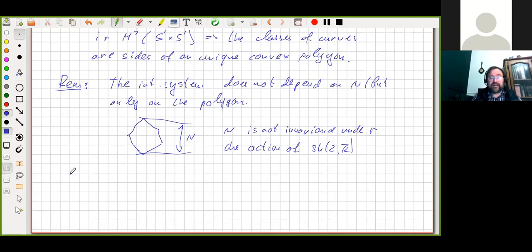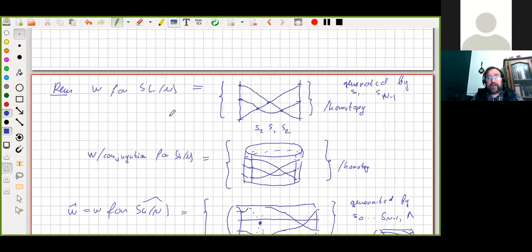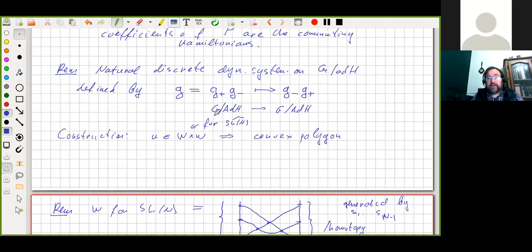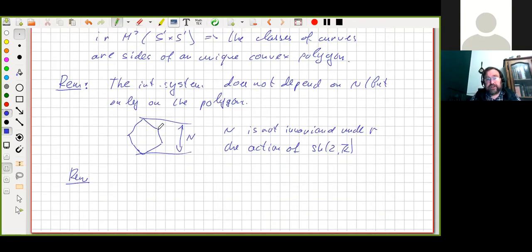Another remark, which is also useful, is that what I defined was a discrete dynamical system given by this transformation, and this is only one generator. And what I explained before, if you have a discrete transformation, then there are plenty of discrete symmetries of a given integrable system, and actually it's the abelian group of rank equal to the number of vertices of the polygon minus three. So there are plenty of them.